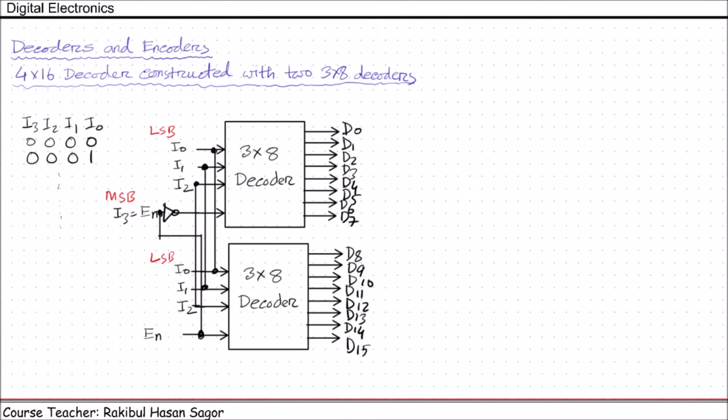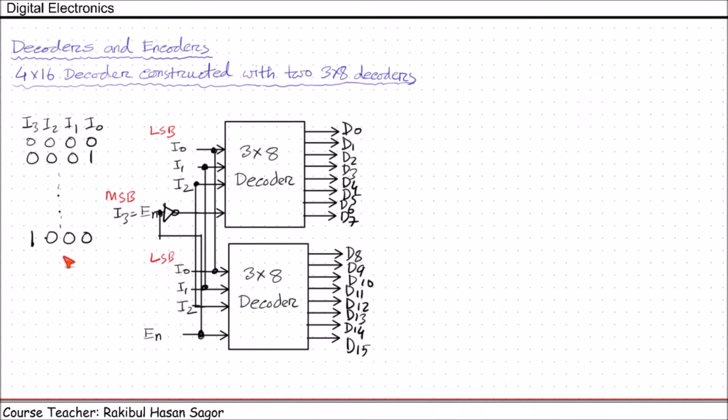In this way, if we keep going, whenever I3 equals 1, and again we are providing 0, 0, 0, what will happen? I3 equals 1 means this second decoder is activated and 1 will be inverted here and the first decoder will be deactivated. This is disabled. So even though it's getting I0 equals 0, I1 equals 0 and I2 equals 0, as this decoder is deactivated, all the outputs here will be 0. As we are having 0, 0, 0 here, the first output of the second decoder, that is D8, will be high, others will be low.